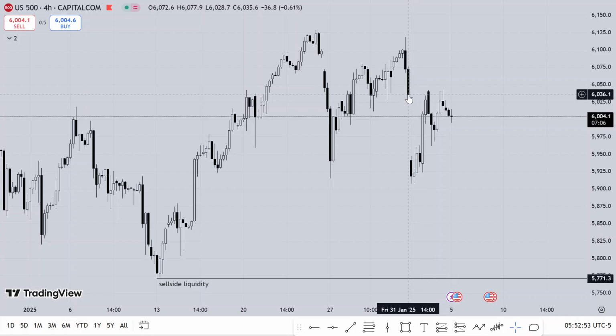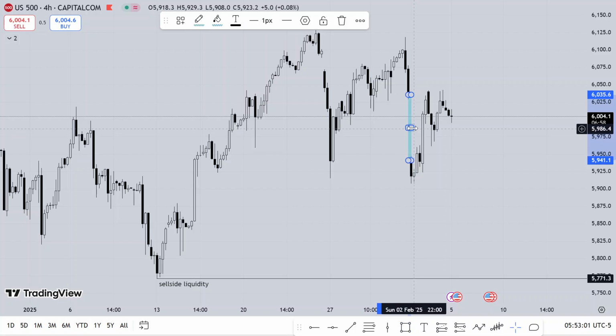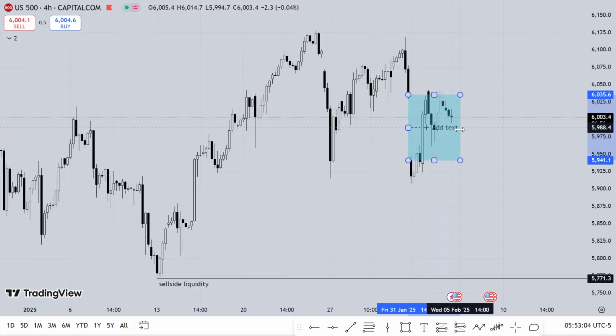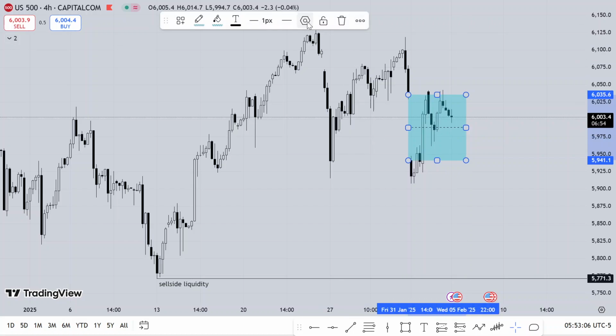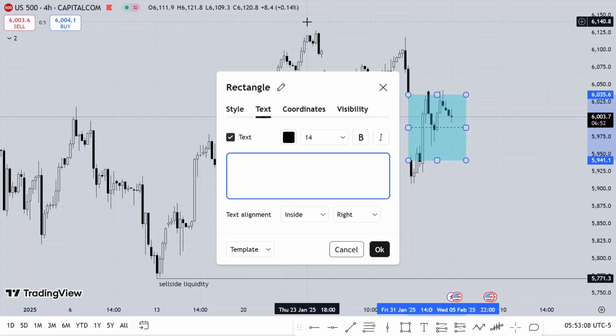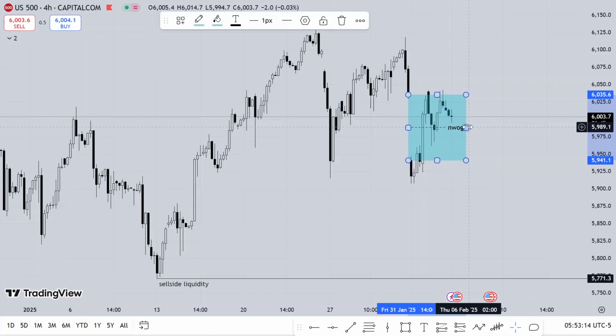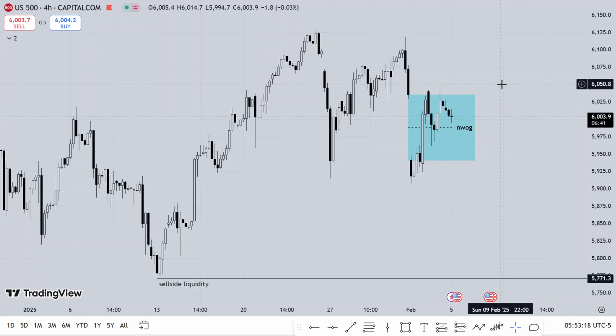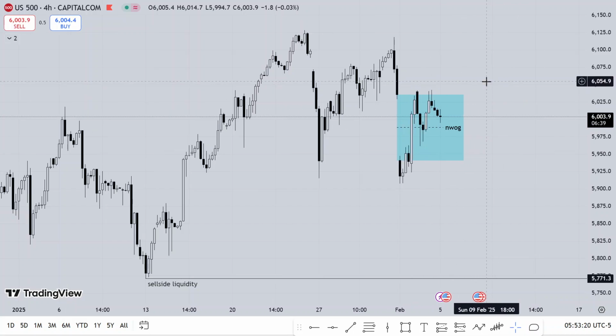So this here is a new week opening gap. We indicated in the previous video that this new week opening gap will cause a range bound price action inside of this week's trading. When a new week opening gap is like this, it will cause a range bound price action inside of the week.